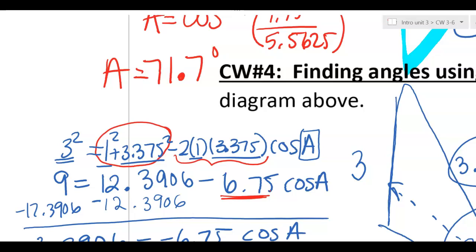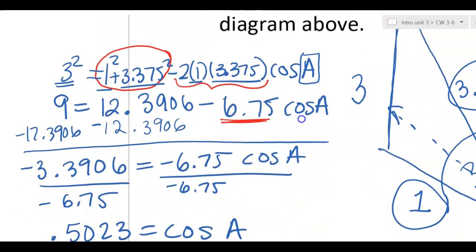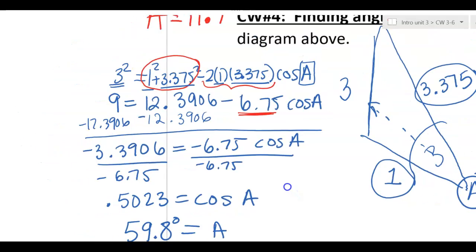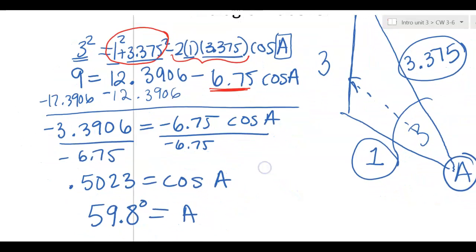And then I worked on solving this equation. So first I want to cancel this out. So I subtracted the 12 here and on the other side. So that gave me this line here, this negative 3.3 equals this times the cosine. And then I wanted to cancel this out, so I divided by negative 6.75. Okay? And then remember, the final step in this is to use inverse cosine in order to solve for A, and we get 59.8.